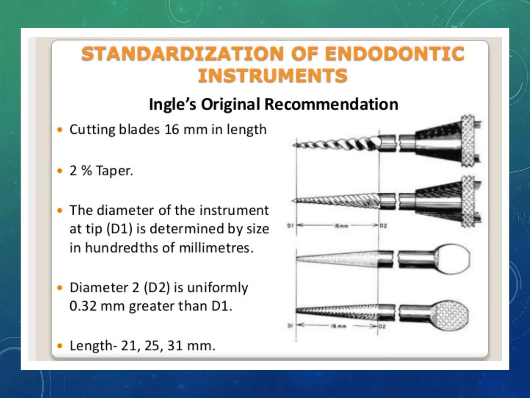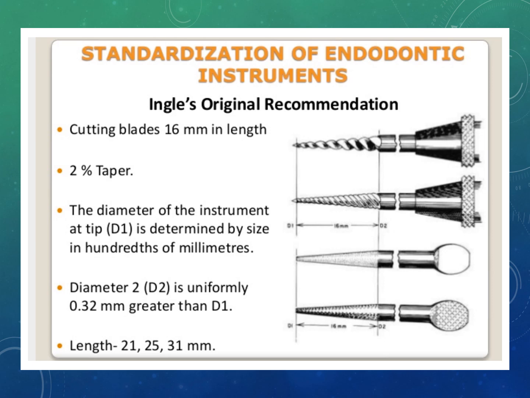So Engel's recommendation is that the instrument should have a cutting blade 16 millimeter in length, only the cutting part from the tip. Next, it should increase by 2% taper. Every 1 mm it increases by 2% taper, and the taper is constant. The diameter of the instrument at the tip is called D1 and is determined by the size in hundredths of a millimeter. Next, the diameter D2 is uniformly 0.32 mm greater than D1.